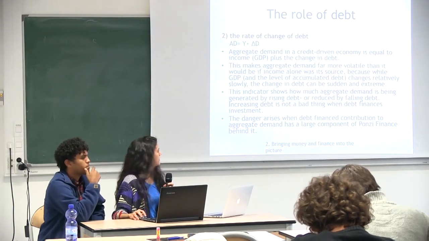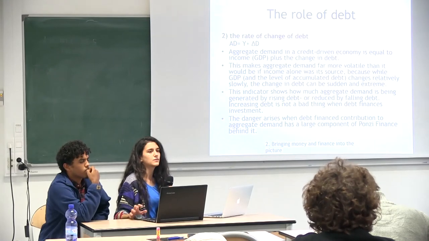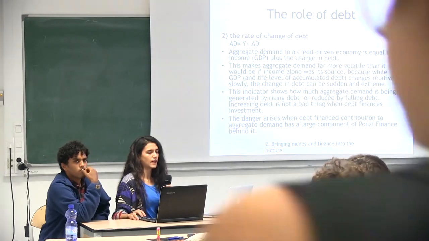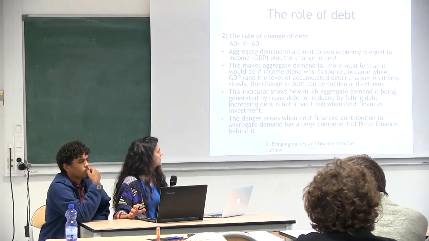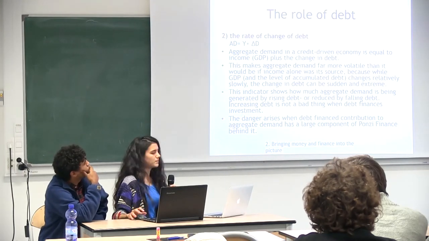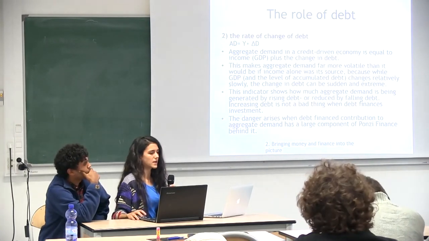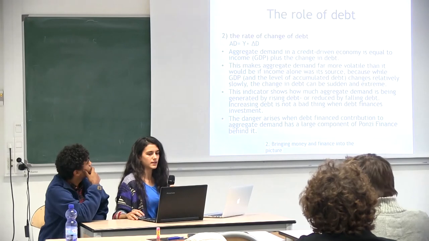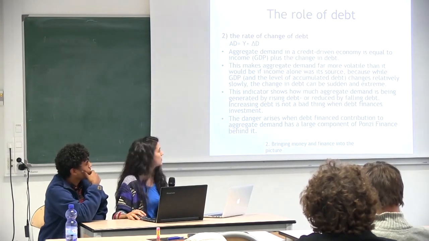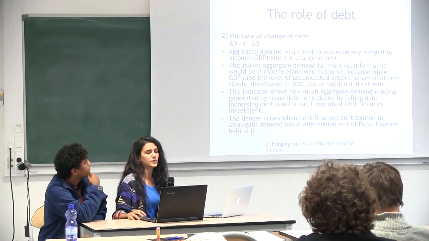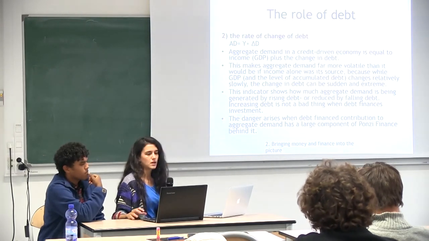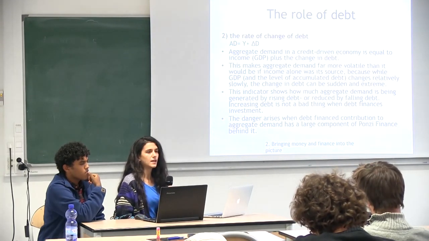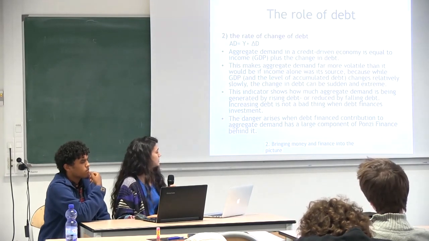The second indicator Professor Keane discusses is the rate of change of debt. In this regard, Professor Keane posits that aggregate demand in a credit-driven economy is equal to income plus the change in debt, which is expressed in this equation on the slide. As a result of this analysis, one can interpret aggregate demand as far more volatile than it would be if income alone was its source. This is because while GDP changes relatively slowly, the change in debt can be very sudden and extreme.